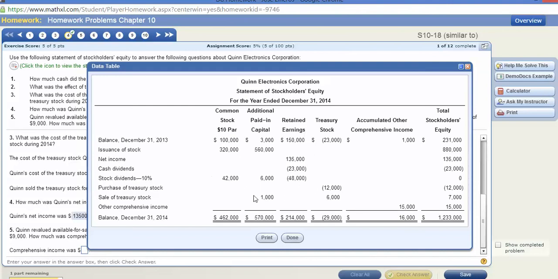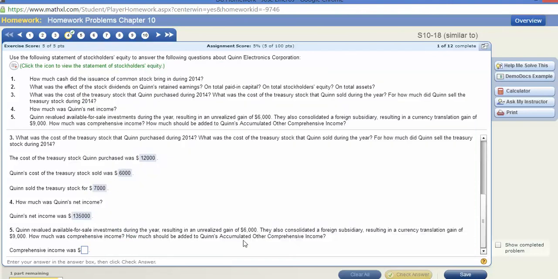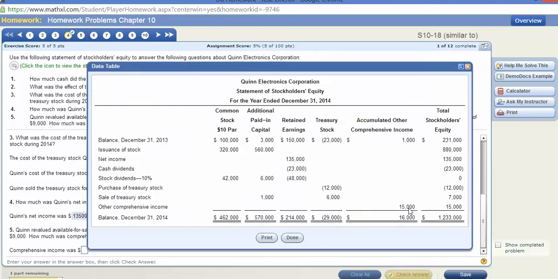You see that it doesn't break it out. It's just buried inside that $15,000 number. And then it also tells you they had a foreign subsidiary that had a currency translation gain of 9,000. So here you see the 9,000 plus the 6,000 is giving you the 15,000. Comprehensive income is all the income that's possible. Well, you have 15,000, obviously, but in addition to the 15,000, you have net income. Net income sitting over here at 135. So 135 plus 15 is 150. Comprehensive income, income that includes net income and all other comprehensive income, is 150,000.